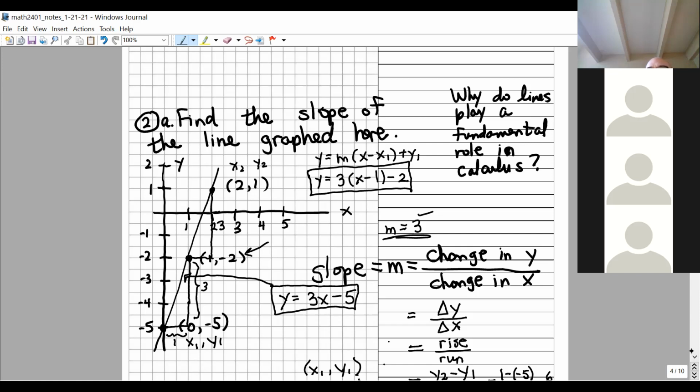I want to ask you another question here. What is the x-intercept for this line? We really can't see that very well on the picture. It looks like it's a little bit more than 1.5, but we're not quite certain of that, right? We can estimate it from the graph. But how can we find the x-intercept analytically?